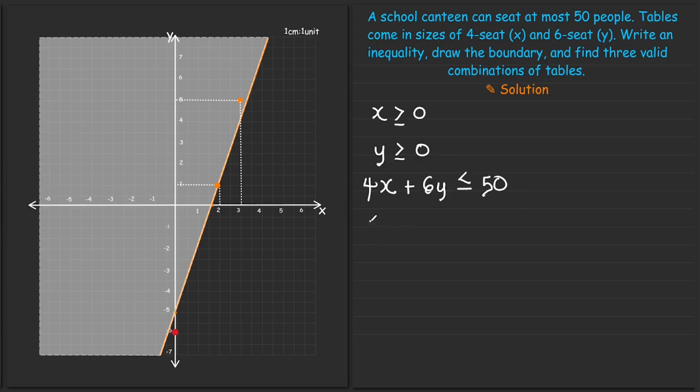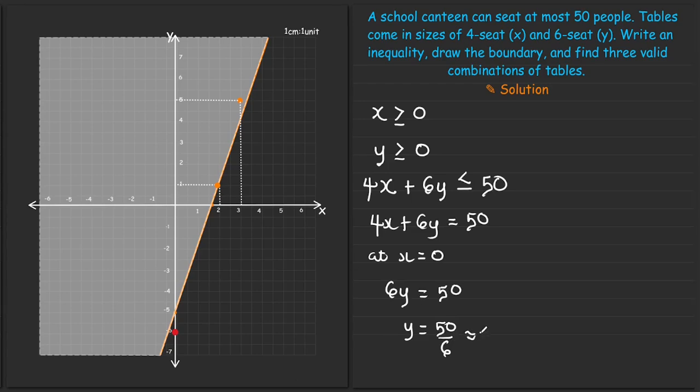So for our boundary, we have 4x plus 6y, which is equal to 50. We look for our intercept. So at x is equal to 0, we are going to get 4 times 0, which gives us a 0. So we have 6y is equal to 50. Hence our y is equal to 50 over 6, which gives us approximately an 8.3.